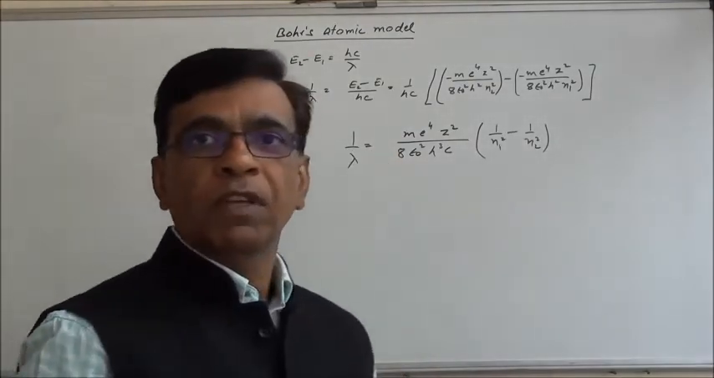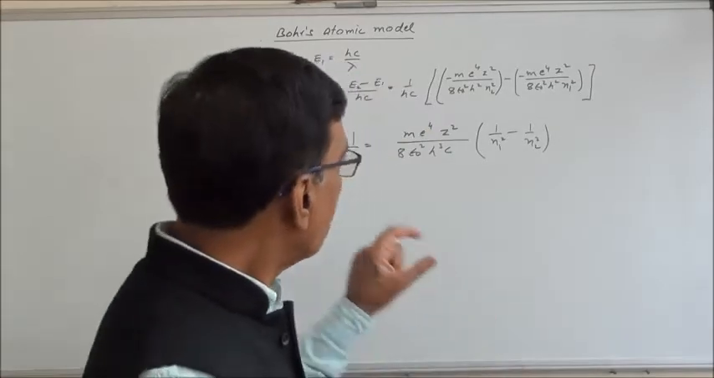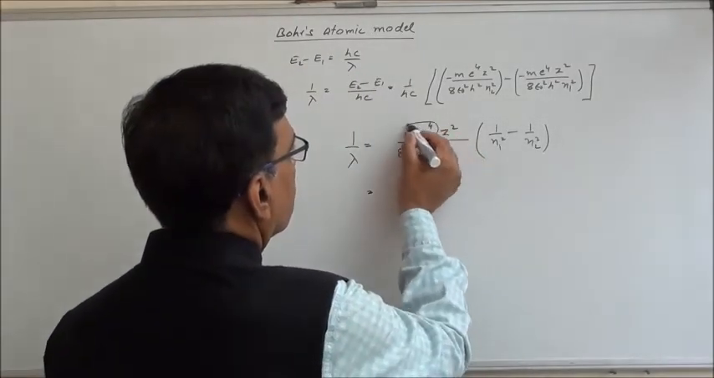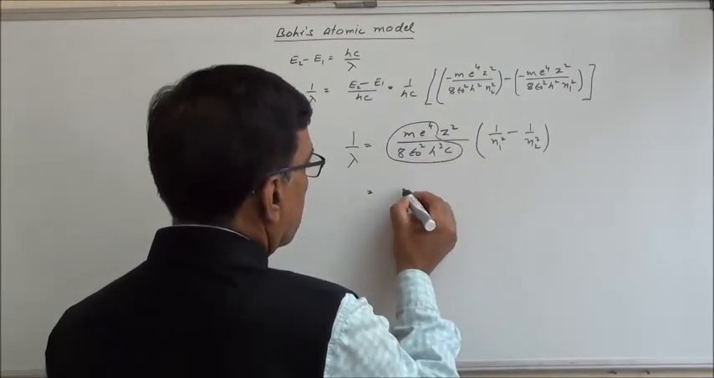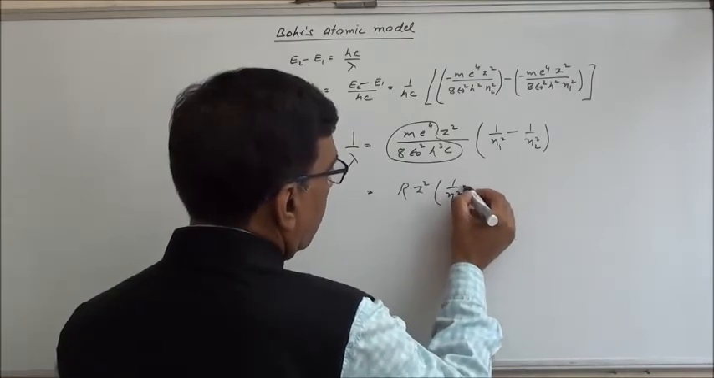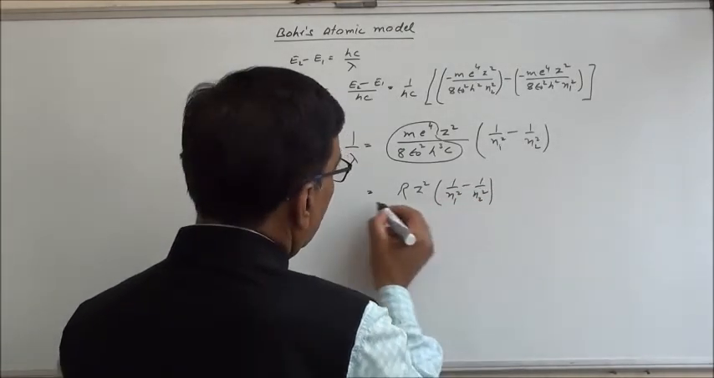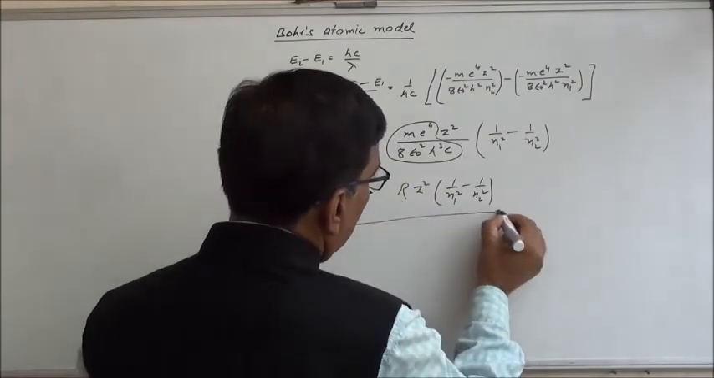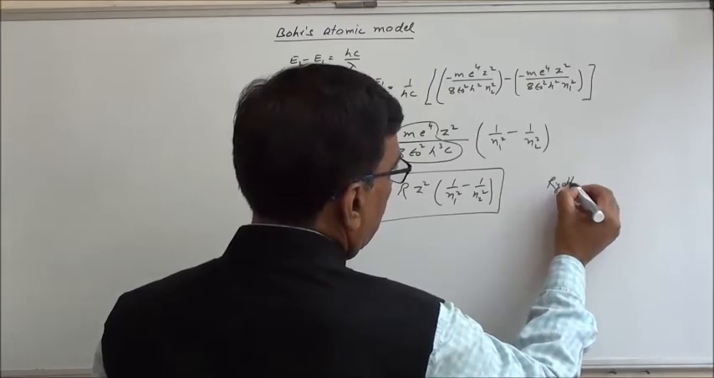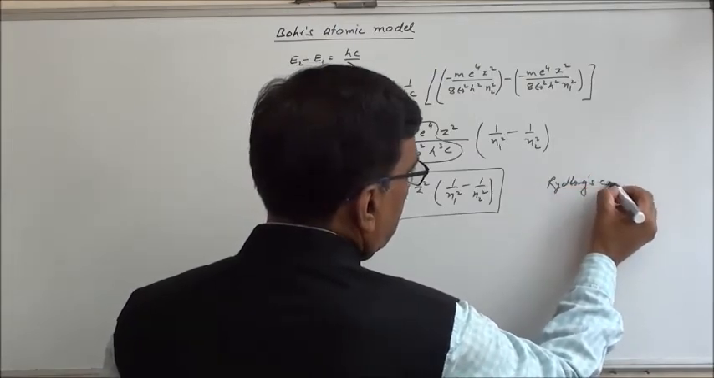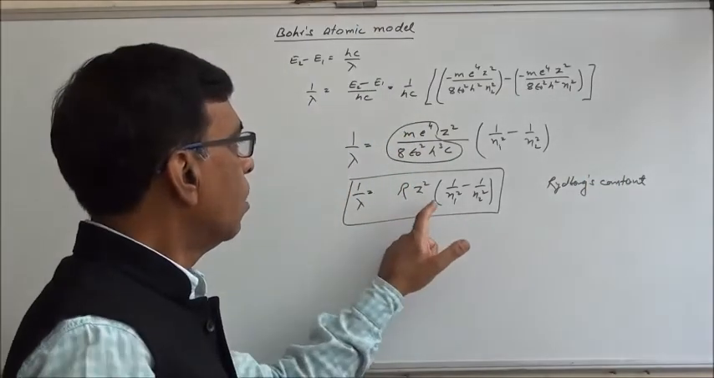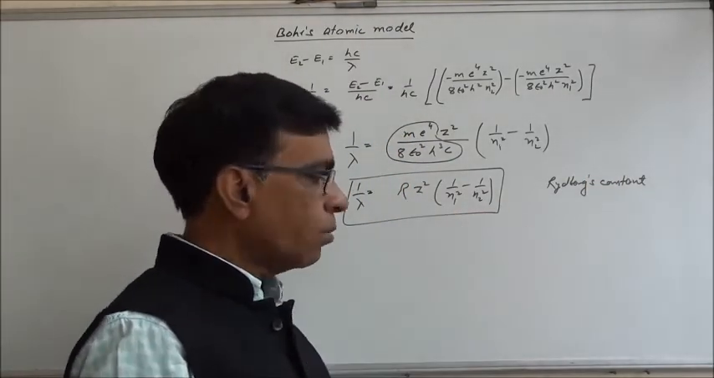1 by lambda is called wave number. Here also we have a constant. This is called Rydberg constant. So this is the expression: Rydberg's constant, Z square, 1 upon n1 square minus 1 upon n2 square.